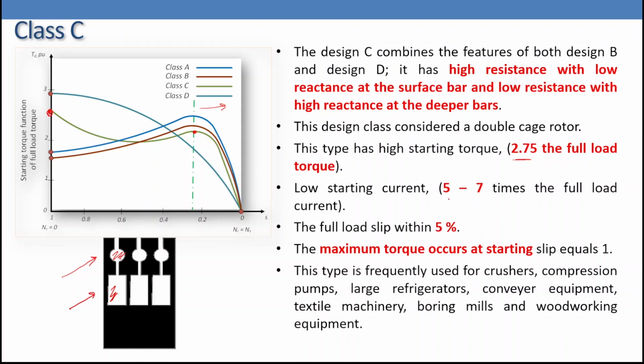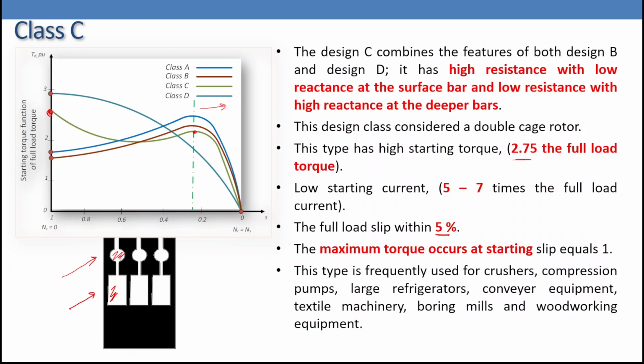But the starting current is 5 to 7 times the full load current, which is similar to Class B. And the full load slip is within 5%. But the maximum torque occurs at starting when S equals 1. So the applications for this design class are things like crushers, compression pumps, large refrigerators, conveyor equipment, textile machinery, any application that requires high starting torque and high running speed.